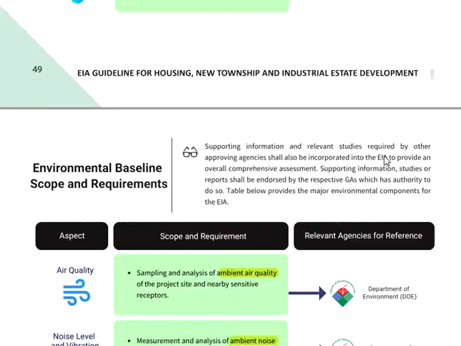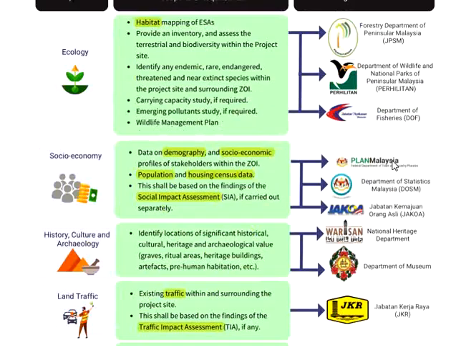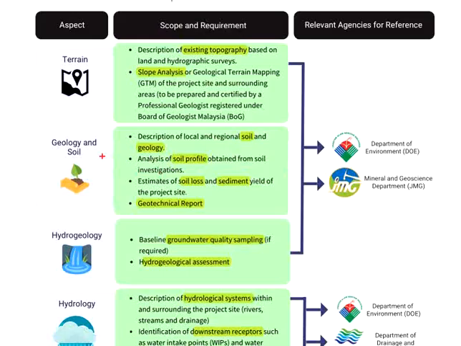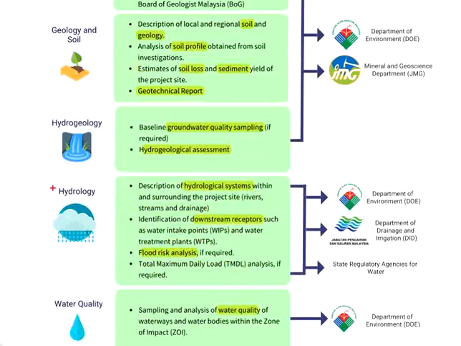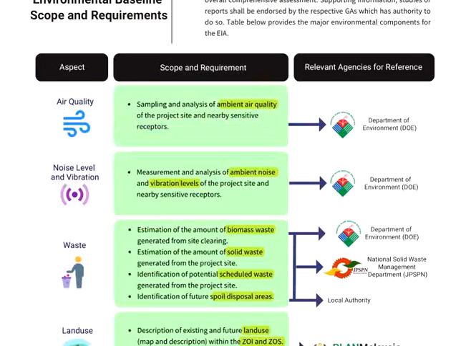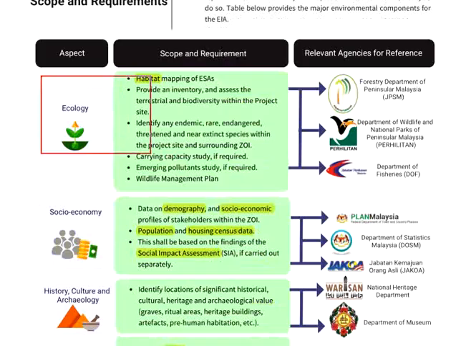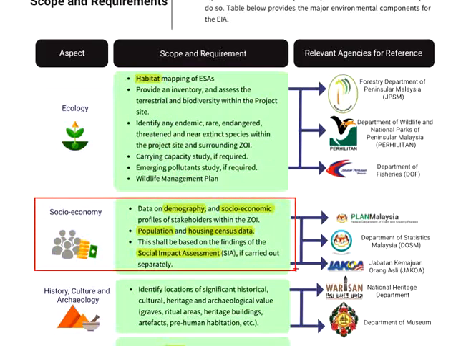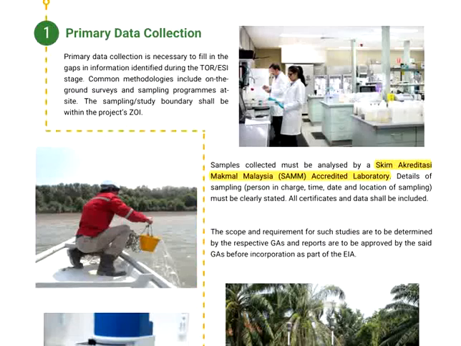You might not need to have every single aspect covered, depending on the needs of the project. For example, the history, cultural and archaeological aspects may not be relevant for most projects. As a result, the relevant aspects can be excluded. Among the typical ones include soil erosion and sedimentation, the hydrological system, and the potential risk due to flood, water quality, air quality, noise level, waste management, probably the ecology, socio-economic impacts.